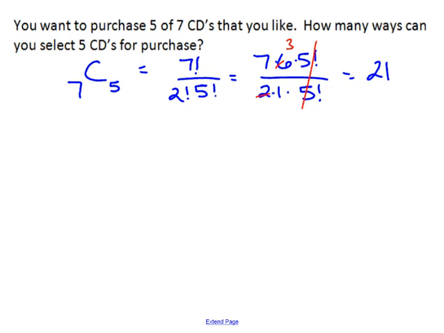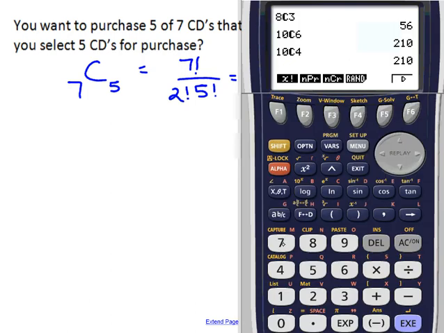Let's go ahead and confirm that on our calculator. We'll do 7 nCr 5. And we got 21. Right?